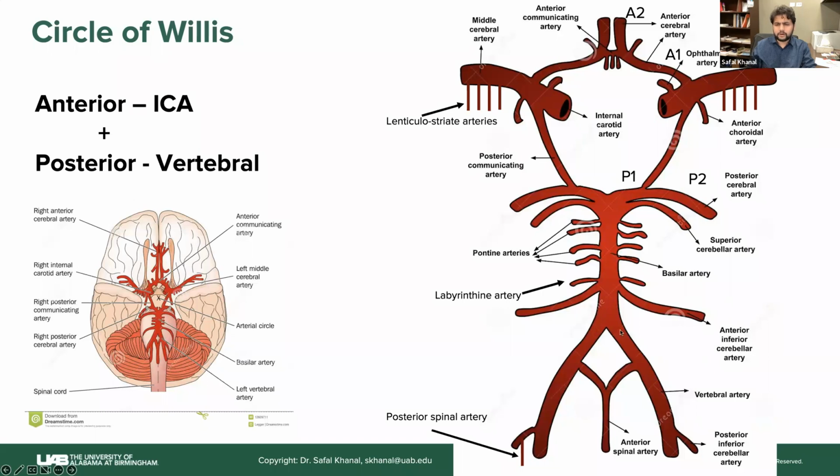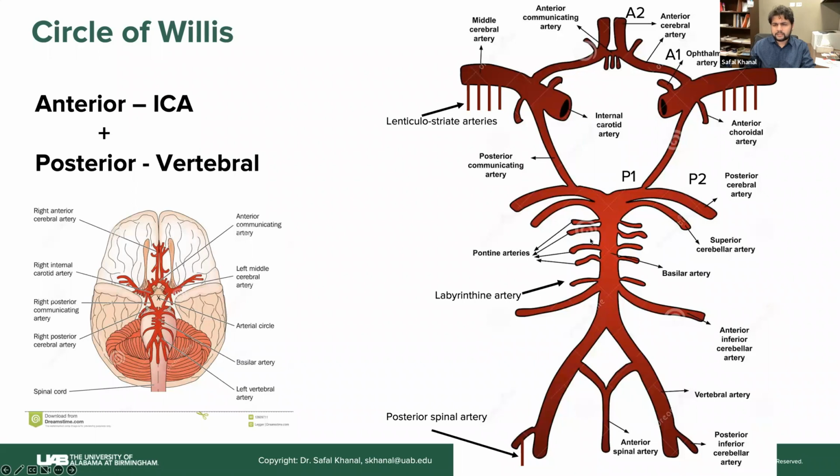They continue to move up, and then they give several different branches on the way. One of those branches is the anterior spinal artery, and these arteries from the two sides join, and they come down to the spinal cord. And when the vertebral artery travels upwards, it is called the basilar artery.